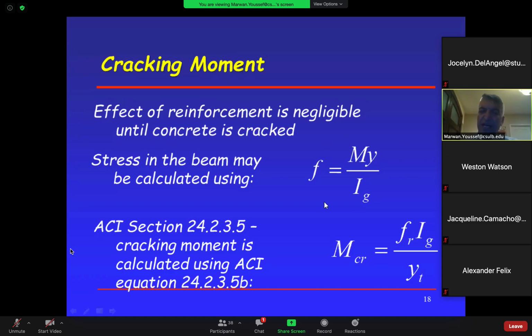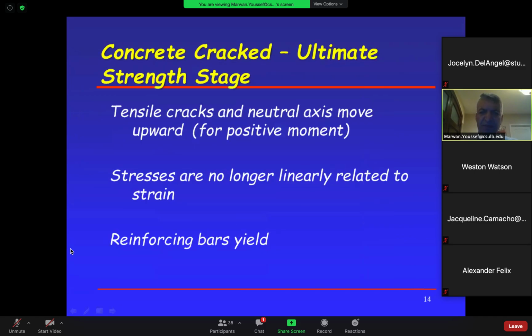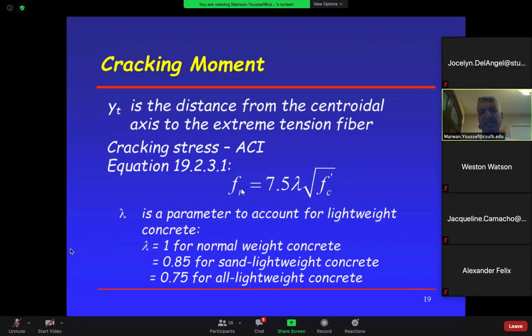See that? Now if I cross multiply, M is equal to F times I divided by Y. So there you go, this is the formula. I'm going to call that M the cracking moment. This cracking moment happens when the tensile stress of the concrete reaches FR, which is this value right there. This is the tensile strength, the cracking stress of the concrete. When the tensile stress reaches this value, the concrete will crack.